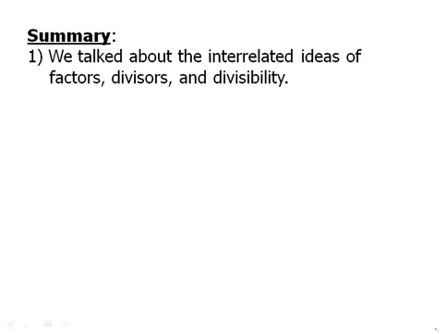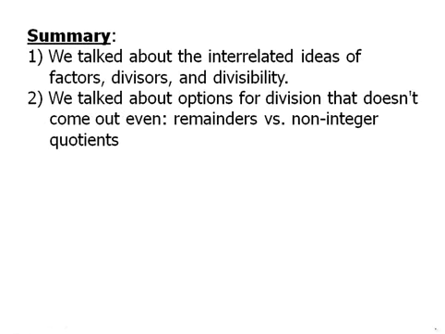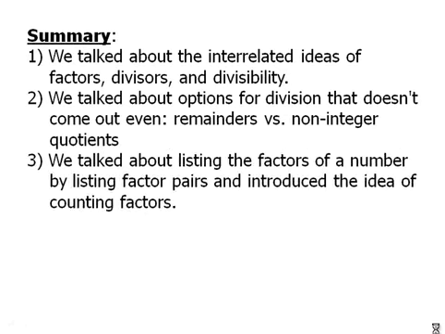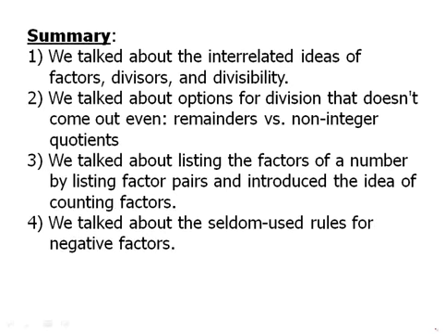In summary, we talked about the interrelated ideas of factors, divisors, and divisibility. We talked about options for division that don't come out even, remainders versus non-integer quotients. Remember, remainders we'll be discussing in much greater detail a few modules from now. We talked about listing the factors of a number by listing factor pairs and introduced the idea of counting factors. For larger numbers, we'll have another video later on where we'll talk about that in greater detail. And we talked about the seldom used rules for negative factors.